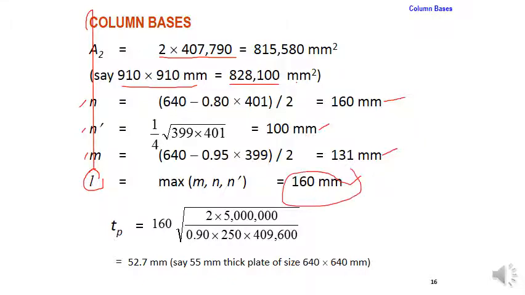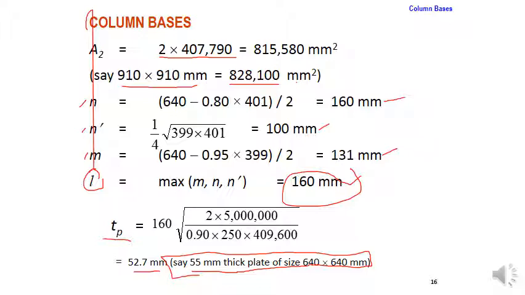So you are providing this N as the equivalent cantilever length, and depending upon that, you can use the thickness formula, inputting all of the values, and finally you are getting 52.7. So say 55 millimeter thick plate of size 640 into 640. You have to keep this designation in your mind. This designation is required to be written in bold at the end as an answer. So your base plate is going to be designed as the 55 millimeter thick plate.